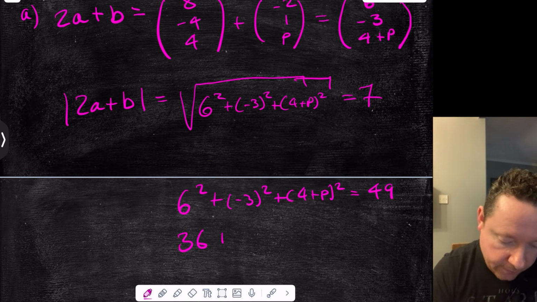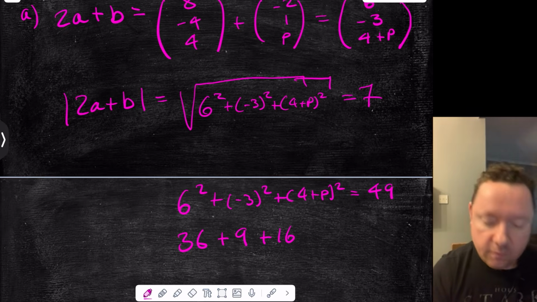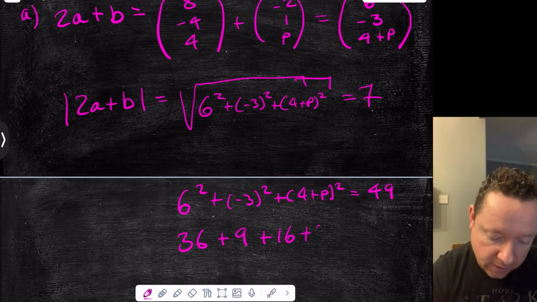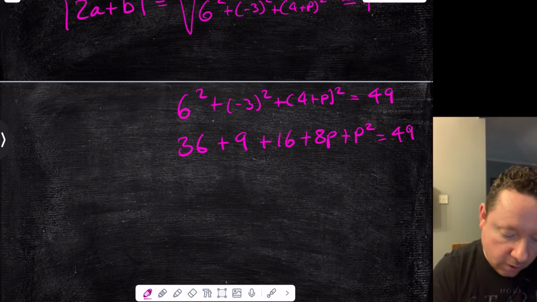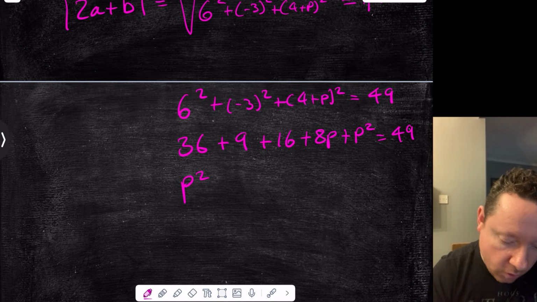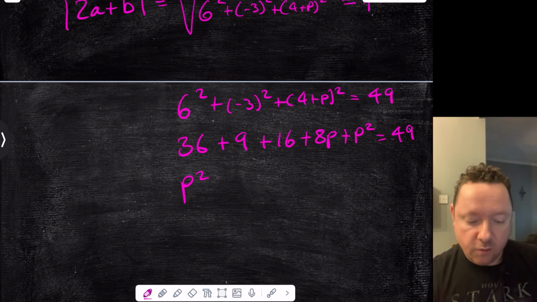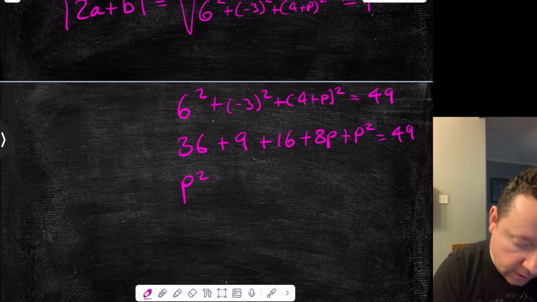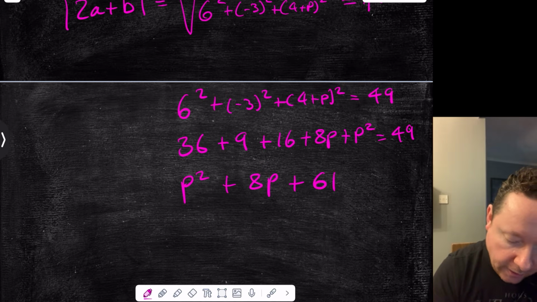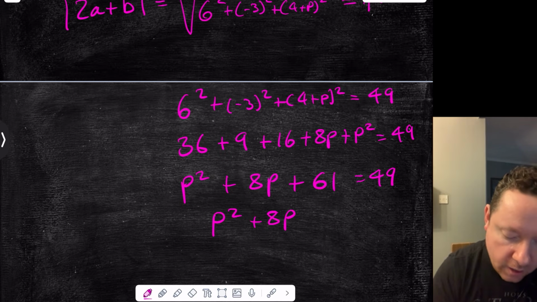36 plus 9. 4 fours are 16. 4 times p is p, times 2 is 8p. P times p is p squared. That equals 49. Moving everything to the same side and making it look like a quadratic, because it's got a p squared, we get p squared. And then we've got 36 plus 9 is 45, plus 16 is 61. So plus 61 on the end. And then we've got plus 8p in the middle. And that equals 49. So moving the 49 over to make it a quadratic we can solve.